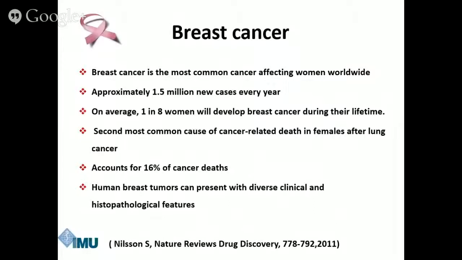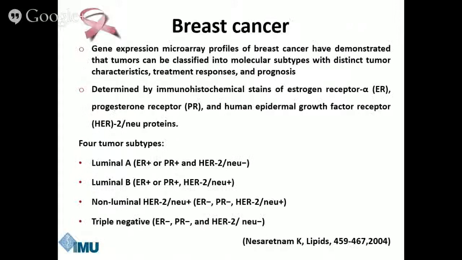Women will develop breast cancer during their lifetime, starting from 30 years old. It is the second most common cause of cancer-related deaths. Although there are so many drugs and treatments for this cancer, still it's the second cause of cancer death after lung cancer. It accounts for about 16% of cancer deaths. Human breast cancer, why is it very hard to treat? Because it presents with diverse clinical and histopathological features. So there is no one drug or one target they can attack and treat the cancer, like so many other cancers. But the prevalence is very high and it's affecting women from different ages.